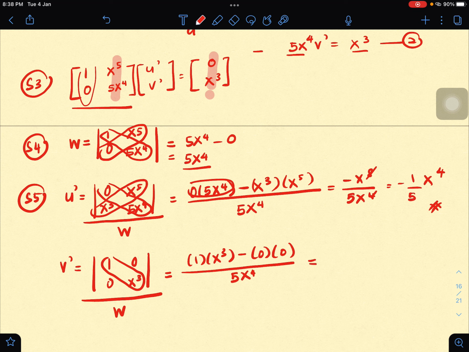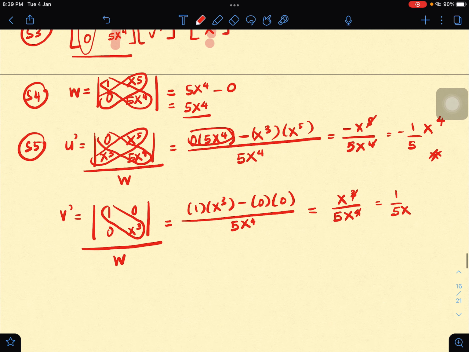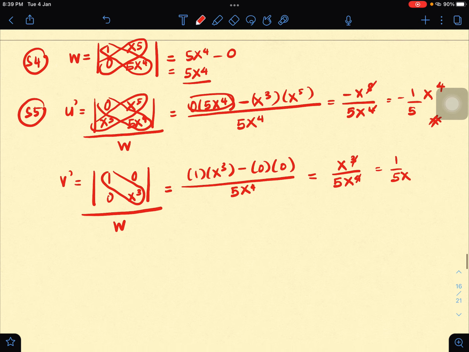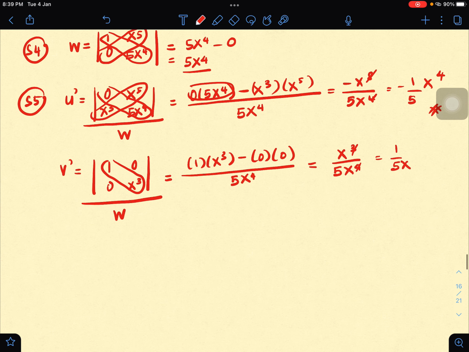So what you have here is x cubed divided by 5x to the power of 4. Okay, so you have 1 over 5x as your v prime. Okay, so now you already have your u prime, you already have your v prime. You need to find what is u and v. So in step 6, we want to find what is u.